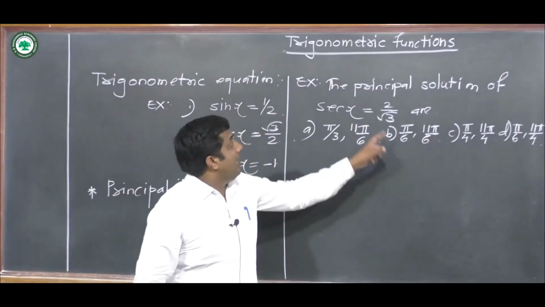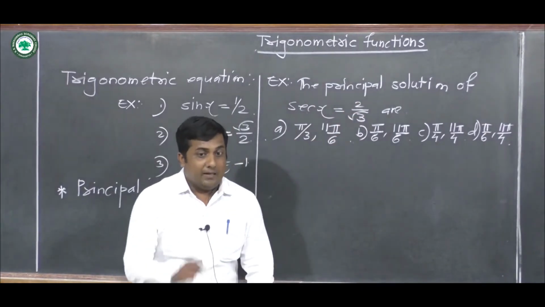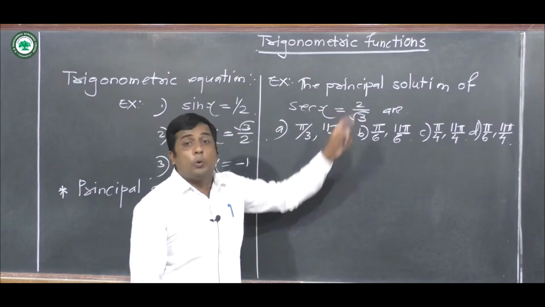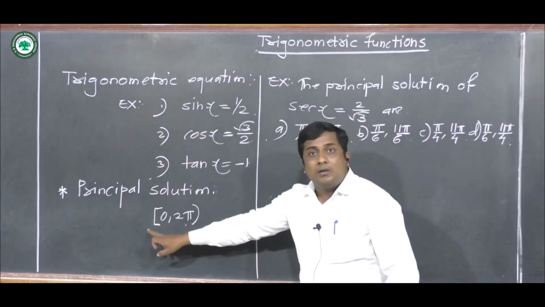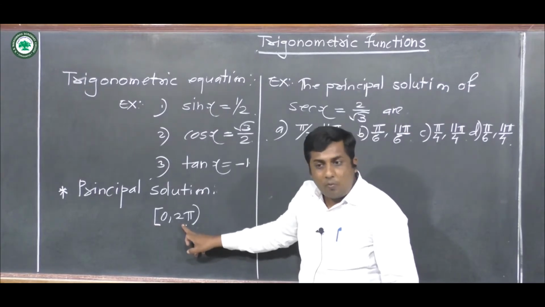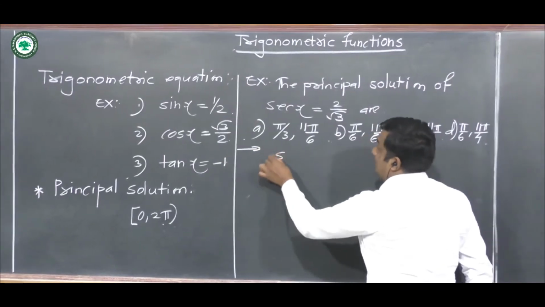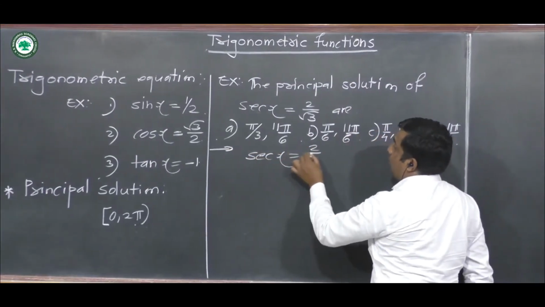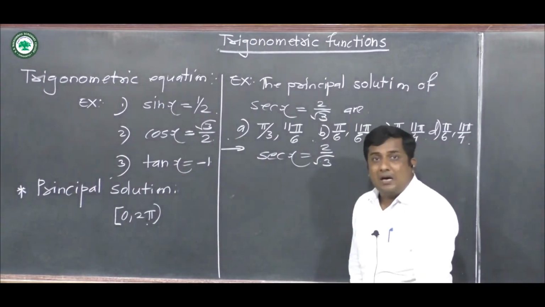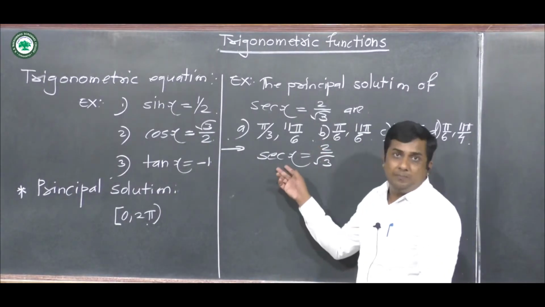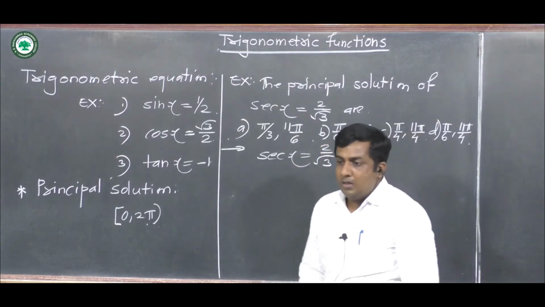Now here we have to find the principal solution for the equation sec x is equal to 2 upon root 3. Again, remember, principal solution means your solution lies in the interval closed 0 to open 2 pi. Okay, so we consider the given equation sec x is equal to 2 upon root 3. Now we know for which angle our value for sec is 2 upon root 3.